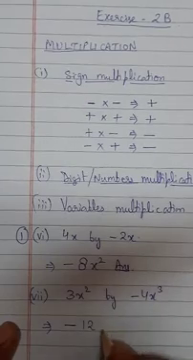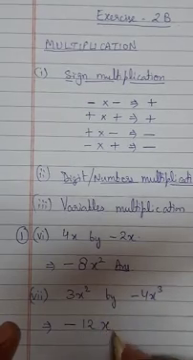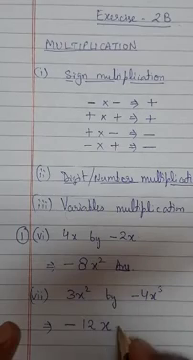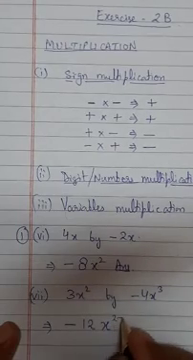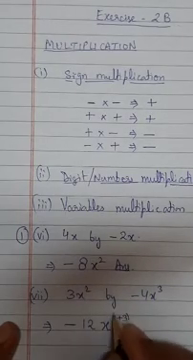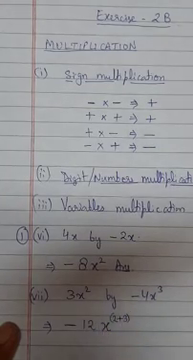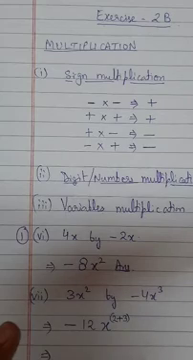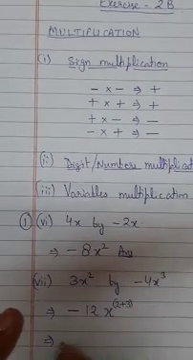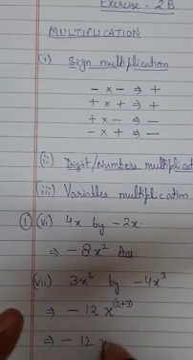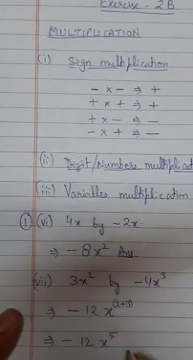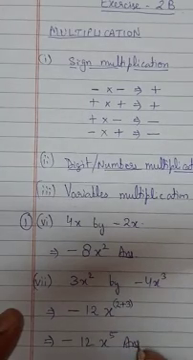Then the variable multiplication. The variable is same, x. The powers will be added on multiplication. So it will be x to the power 2 plus 3. We have done the chapter exponents. I hope you can understand this step. So my final answer would be minus 12 x to the power 5. This becomes our final answer.